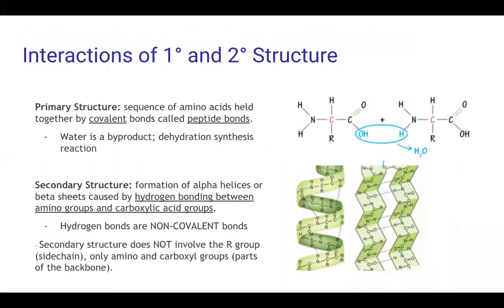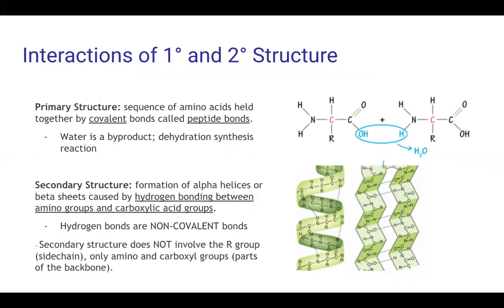Okay, so now we get into the interactions between each structure. Like we said before, primary structure is the sequence of amino acids. It's held together by covalent bonds. These are peptide bonds. Forming a peptide bond, like I said before, is dehydration synthesis. Water is released, as you can see in this first diagram, where you lose this OH and the H to make H2O. Your secondary structure is the formation of alpha helices or beta sheets, which is caused by hydrogen bonding between amino groups and carboxylic acid groups.